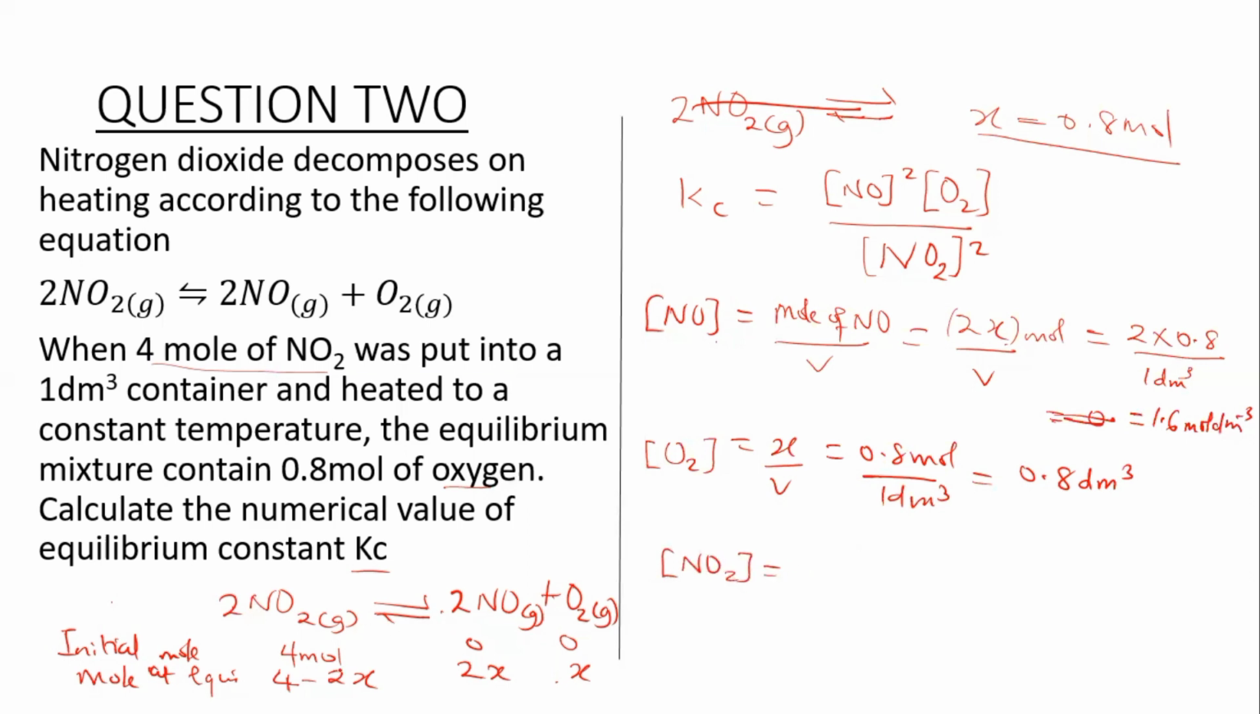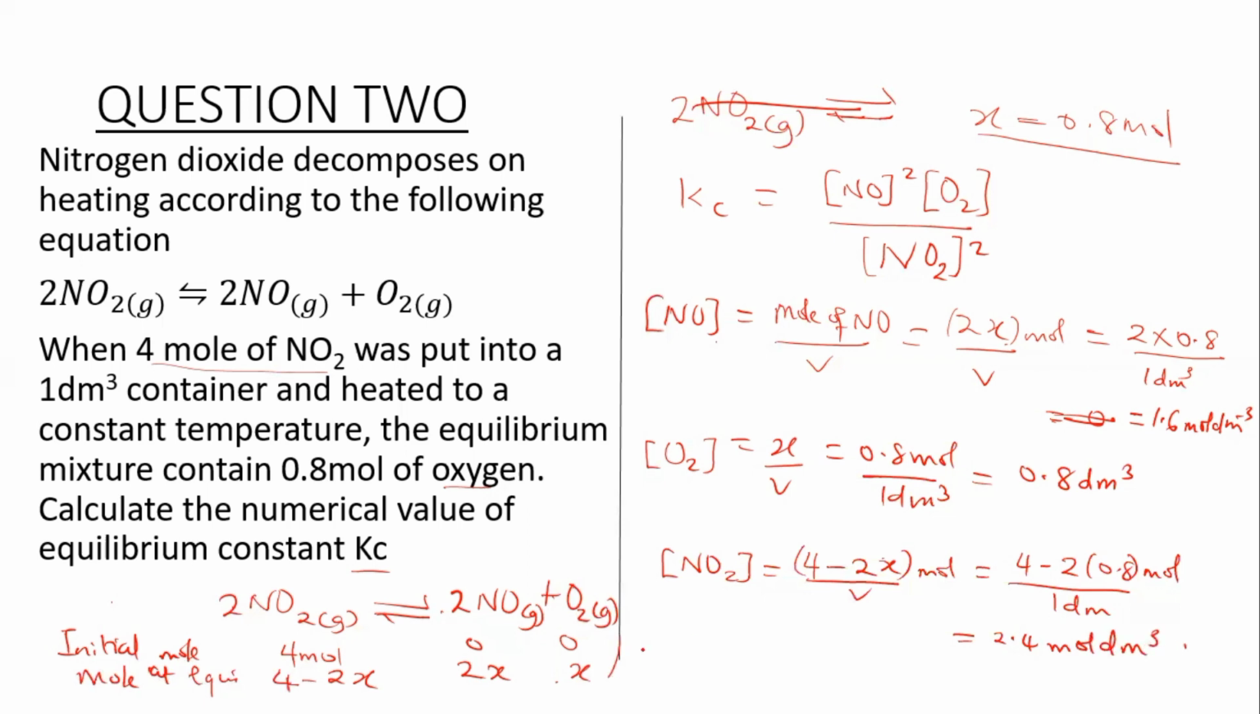So, which is the mole at equilibrium divided by the volume. So, the mole at equilibrium is 4 minus 2x divided by volume. That's going to be 4 minus 2 into 0.8 divided by 1 dm cube. And that's going to give us 2.4 mole per dm cube.